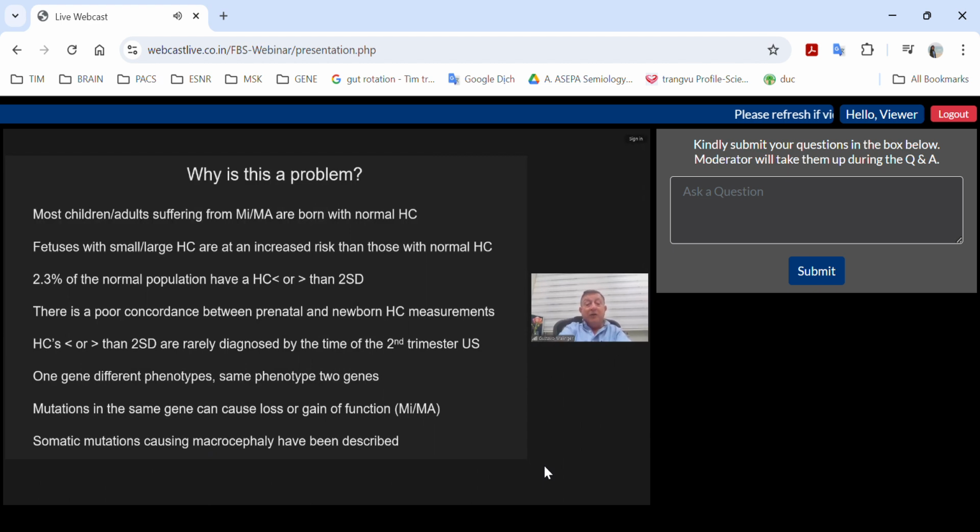As Rick told us, one gene may have different phenotypes, and the same phenotype can be present in two different genes. Mutations in the same gene can cause loss or gain of function, meaning that a mutation in the same gene can produce both microcephaly and macrocephaly. Somatic mutations causing macrocephaly have been described, and as Rick told us, if you have a somatic mutation, the result of the amniocentesis will be without implications.